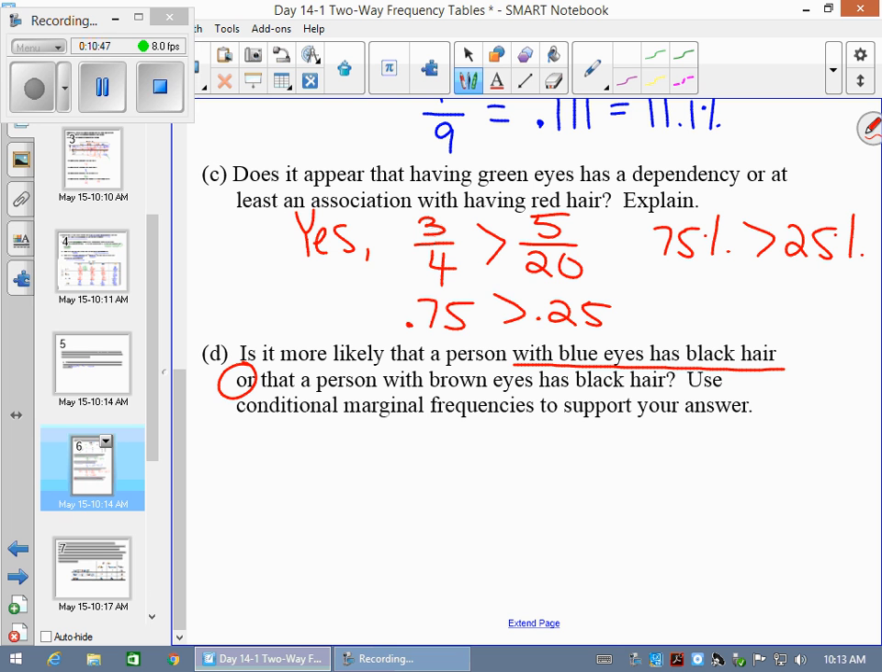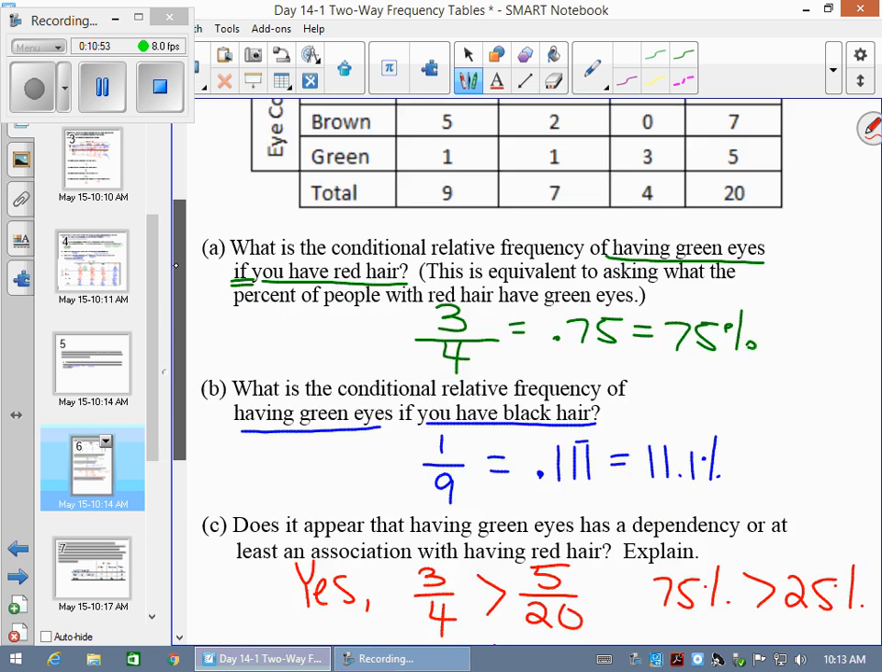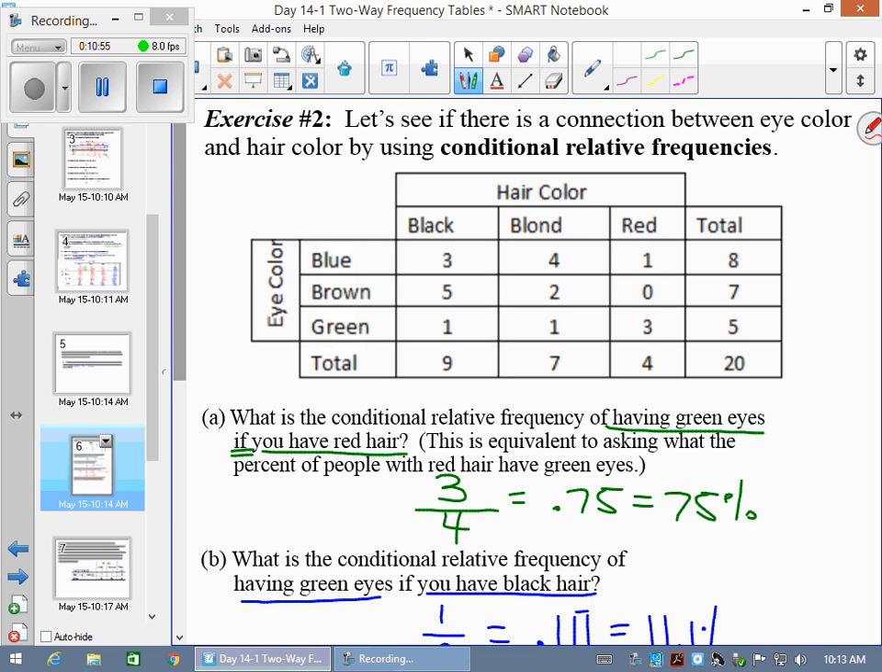So let's go back up to our chart so we can take a look at this. If we're talking about someone with blue eyes having black hair, there are 8 total people that have blue eyes, and of those 8 people, 3 of them have black hair. And then we're also comparing that to, well, how many people have black hair that also have brown eyes. So there are 7 people that have brown eyes, and 5 of them have black hair.